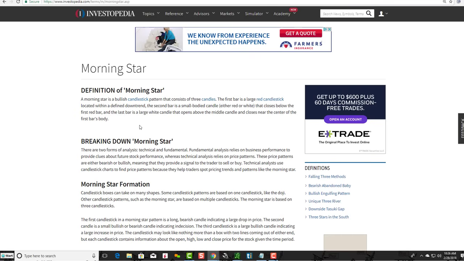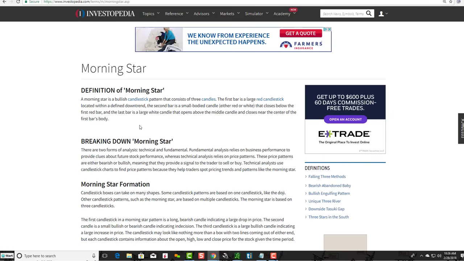The first bar is a large red candlestick, red, not green, located within a defined downtrend. And the second bar is a small-bodied candle, either red or white, that closes below the first red bar. And the last bar is a large white candle that opens above the middle candle and closes near the center of the first bar's body.